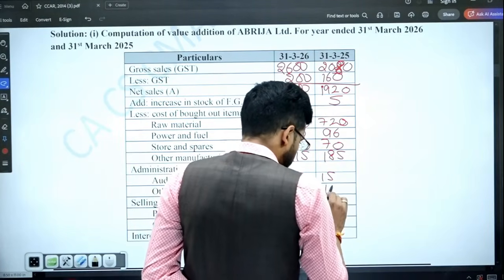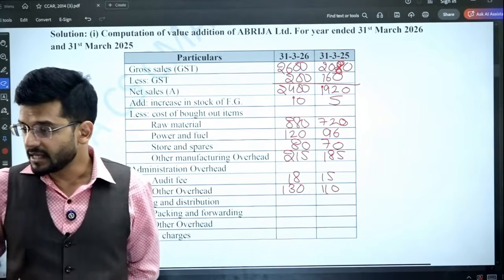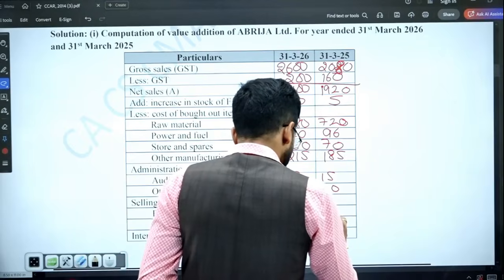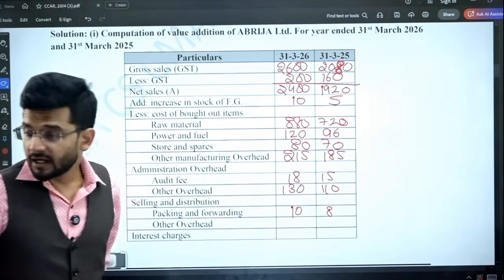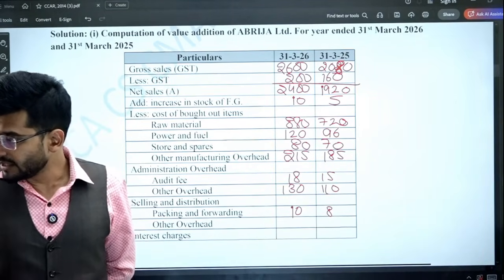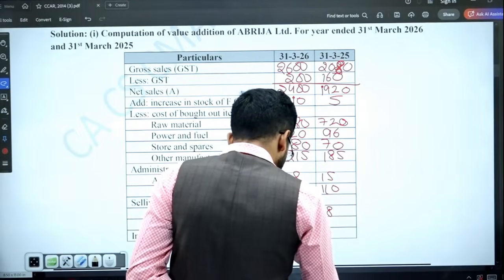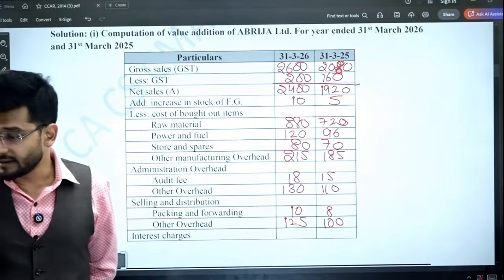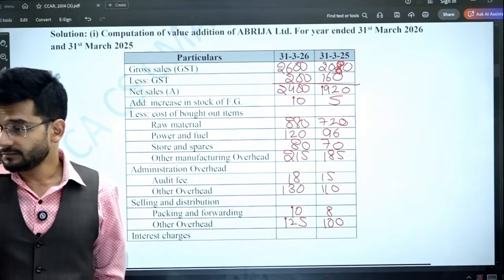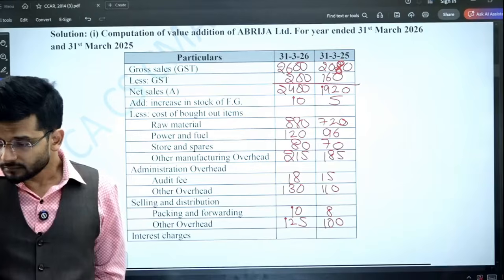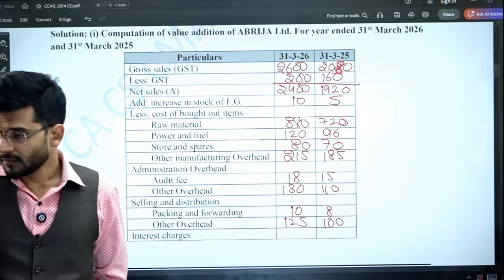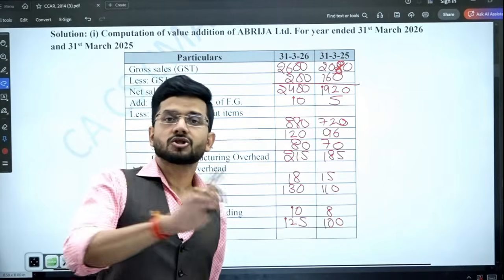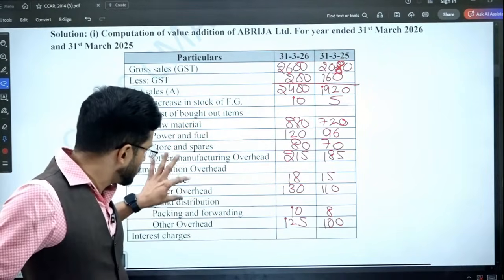130, 110. Then selling and distribution. Salary, wages, again not to be reduced. Packing and forwarding, yes, to be reduced. 10, 8. Other overheads to be reduced. 125, 100. Total depreciation not to be reduced. It is an initial cost. Initial cost is not to be reduced.